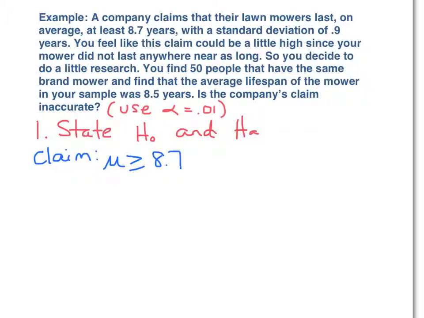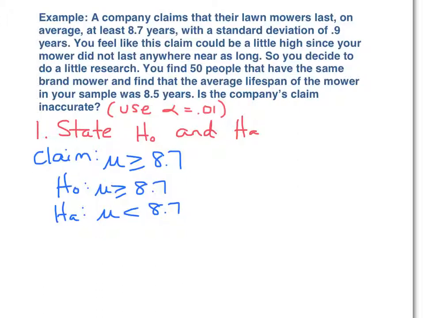So they're claiming that the population average, that's why I'm using mu, is greater than or equal to 8.7. Okay, so the reason I do that is because then I can decide where this claim is going to go. Since it has an equal to, it automatically goes in H sub 0. The claim does not always go in H sub 0, that's the mistake sometimes people think. This one goes into H sub 0 because it has the equal to in it. Otherwise, if it didn't have an equal to, it would go in H sub A. So the alternative hypothesis would be the complement of this, which is mu less than 8.7.